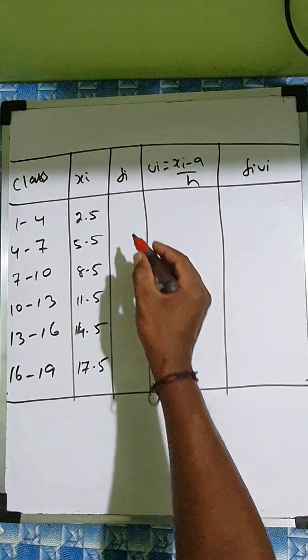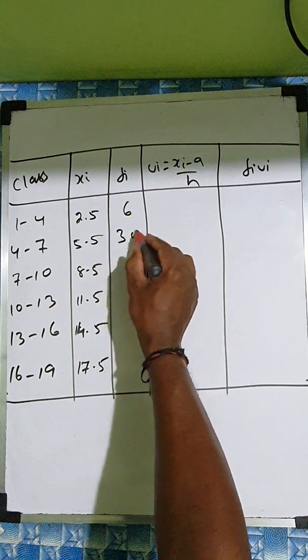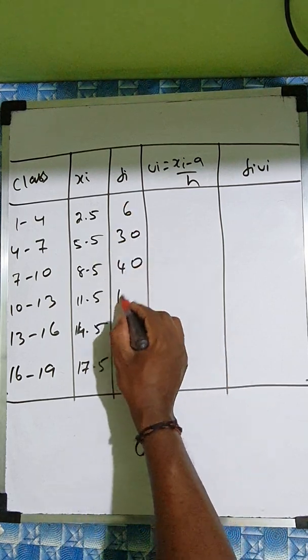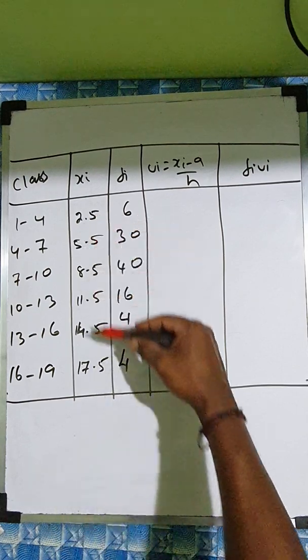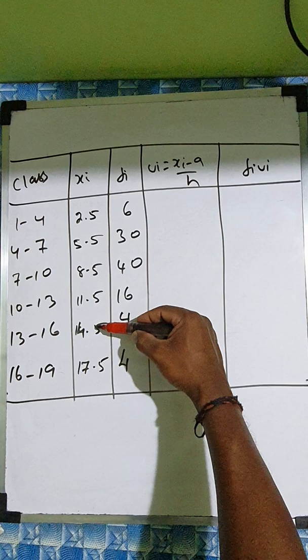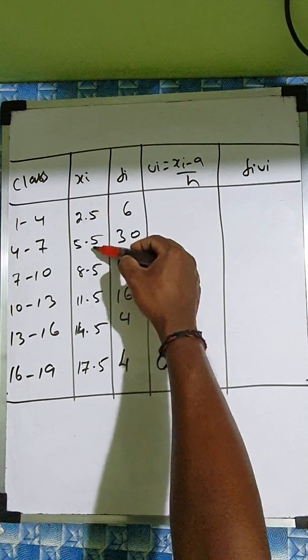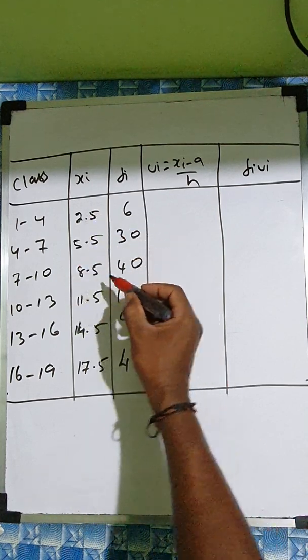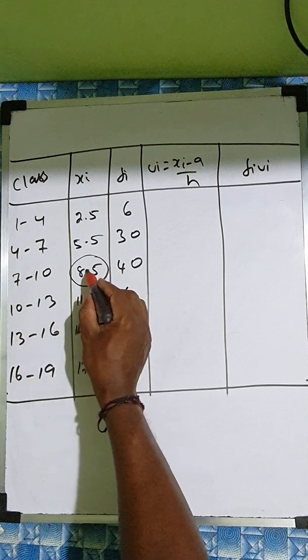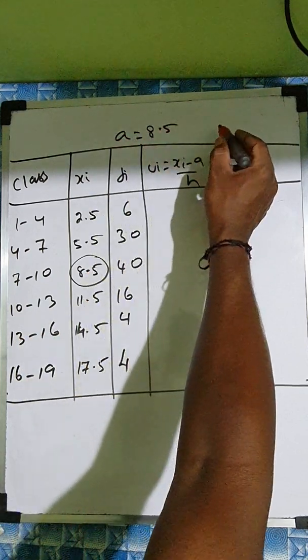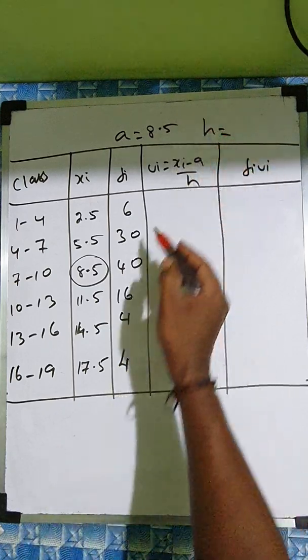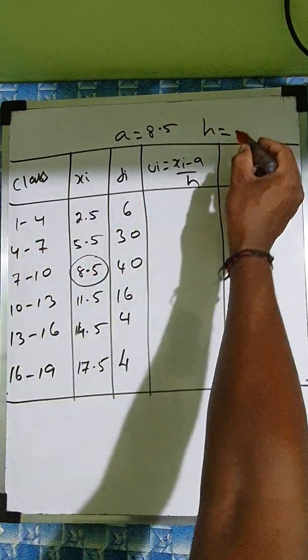Okay, and the frequencies are 6, 30, 40, 16, 4 and 4. We'll take A here. 1, 2, 1, 2, and here also 1, 2. So these two numbers are here, so we'll take the minimum one, the small one. So we'll take 8.5, so A equals 8.5. Okay, and h we already know. h means 4 minus 1, 3.